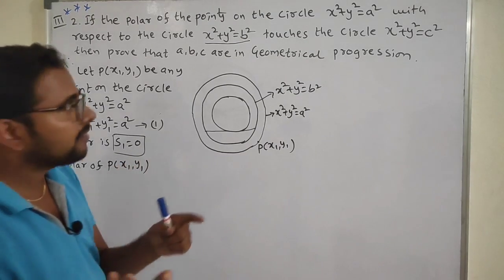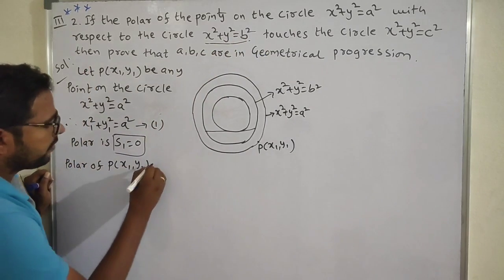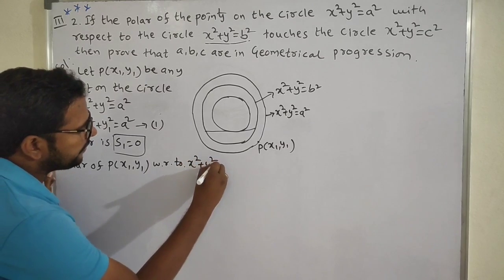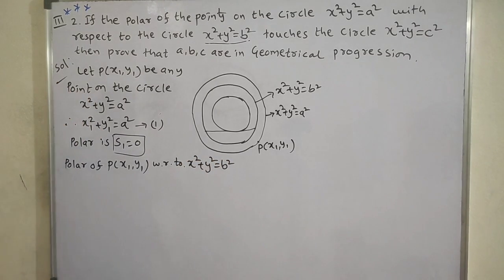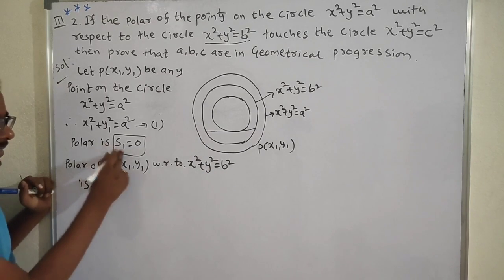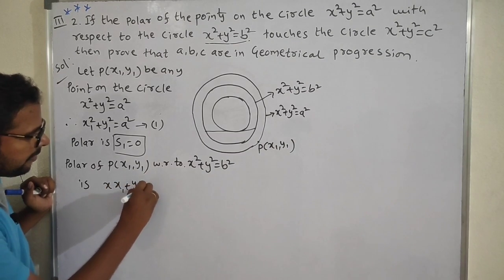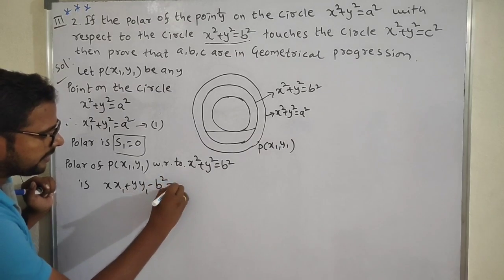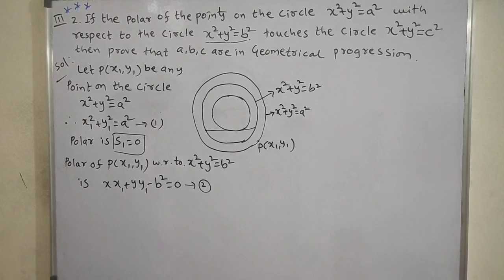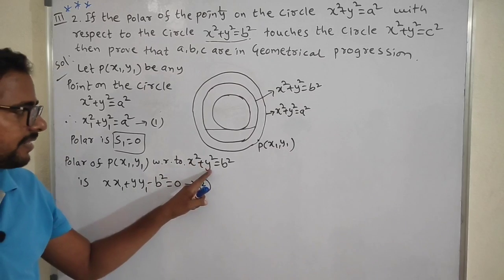With respect to which circle, with respect to the second circle x square plus y square is equal to b square. The polar, s1 equals 0, is what? So for this, s1 gives x1 plus y1 minus b square, b square taken to the left side, is equal to 0. Take it as equation number 2. This is the polar equation: polar of p of x1 y1 with respect to the circle x square plus y square is equal to b square.